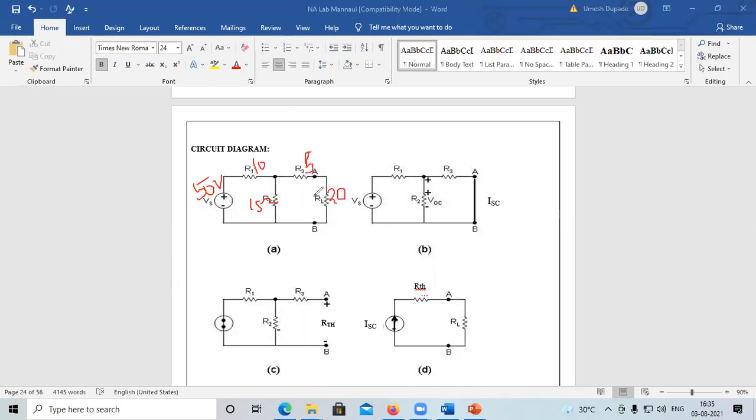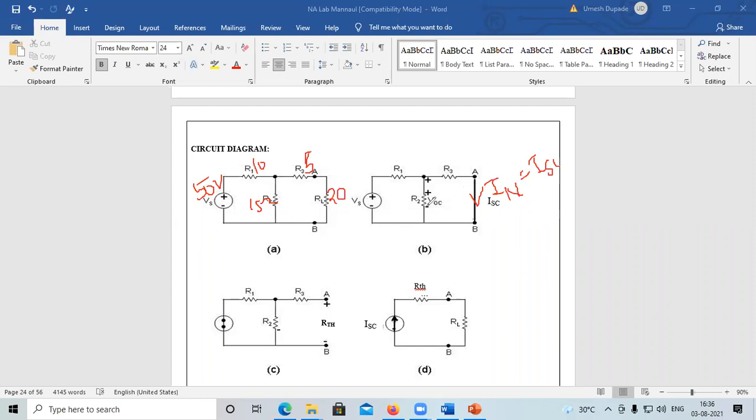Now the procedure is that the first step is to remove the load resistance. Load resistance remove kara. Across this terminal A and B, just short circuit terminals A and B. Represent the current flowing as IN, or it is called ISC. ISC किंवा IN त्याला short circuit current म्हणतो किंवा Norton's current म्हणतो.